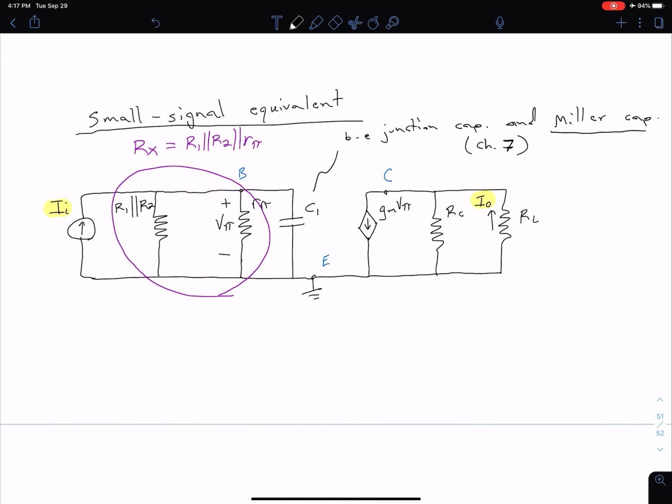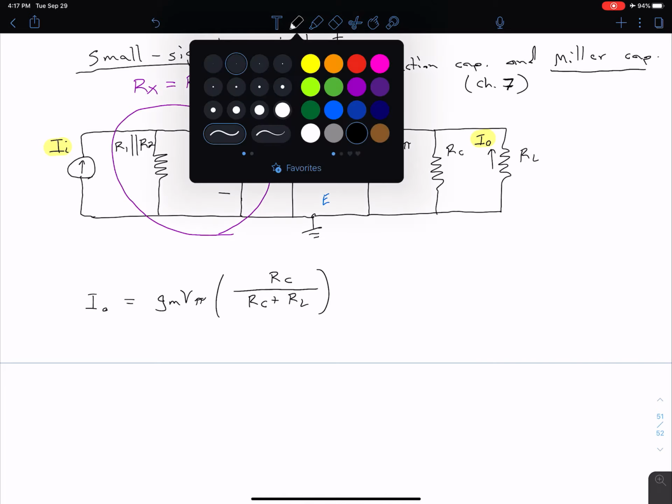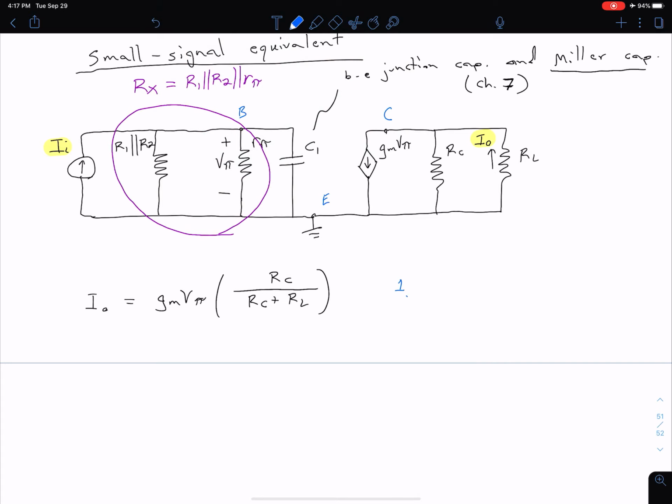So let's start by getting an expression for our output current. Looking on the right side, we can do current division. So current division will give us our output current. That's equal to the current going into the node, which is gm V pi. And then for our current division, we have the opposite resistor over the two in parallel. So in this case, RC divided by RC plus RL. And to be consistent with the notes, let's label this as equation 1.